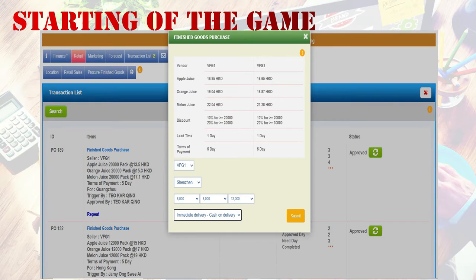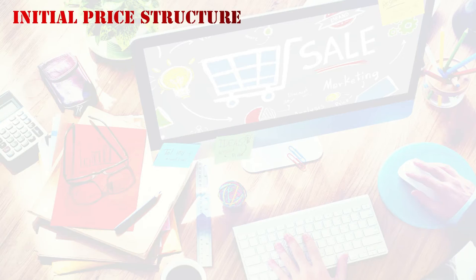After that, we need to purchase the finished goods. There are two vendors with different terms and conditions. We should pick the cheapest one to reduce the cost, with the short lead time. Besides, there are 4 choices of procurement of finished goods, such as immediate delivery with credit purchase and cash on delivery, future delivery with credit purchase, and blanket purchase with credit purchase.